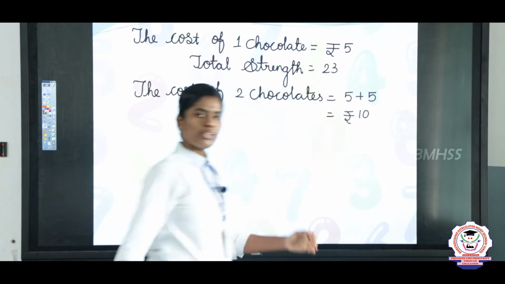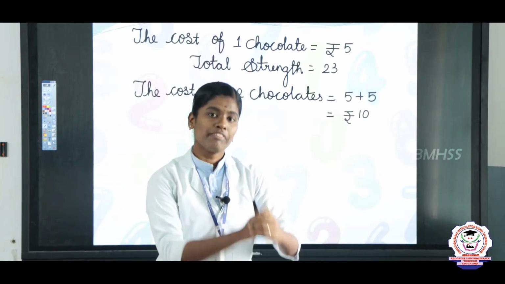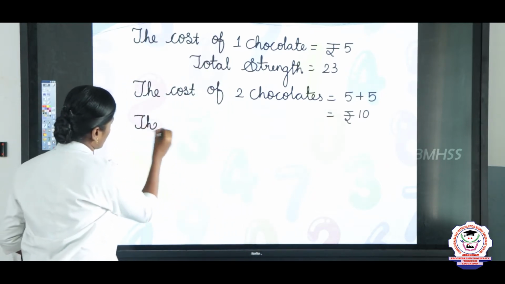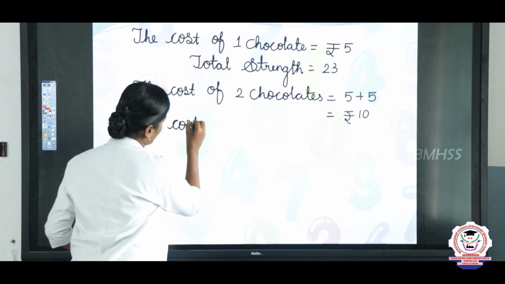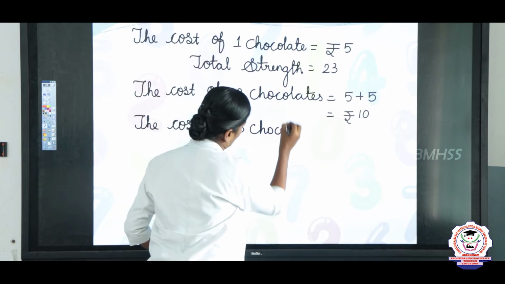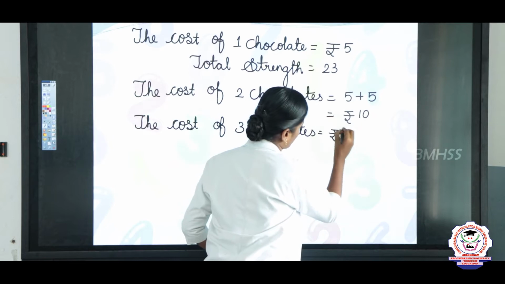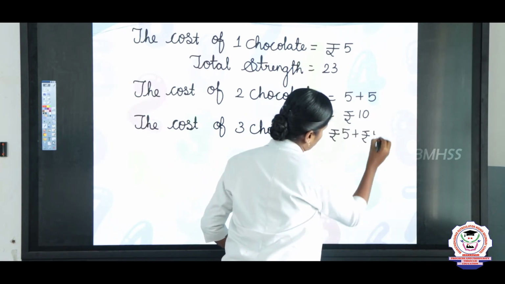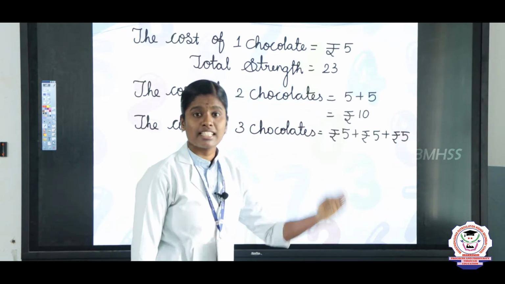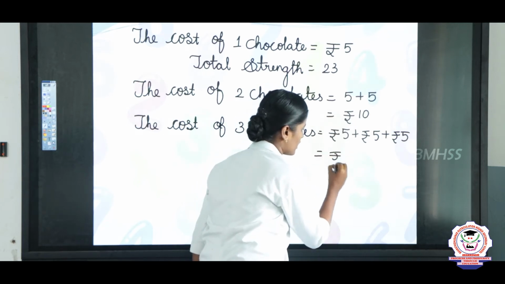Okay, so now we are going to take the cost of 3 chocolates. The cost of 3 chocolates means you should add 5 three times, right? So write the cost of 3 chocolates equals 5 plus 5 plus 5. First you take 5 plus 5, the answer is 10. Keep 10 in the mind, 5 in the finger. So the final answer is 15.